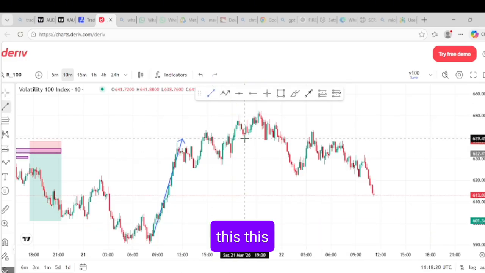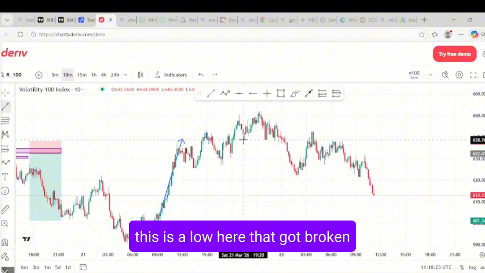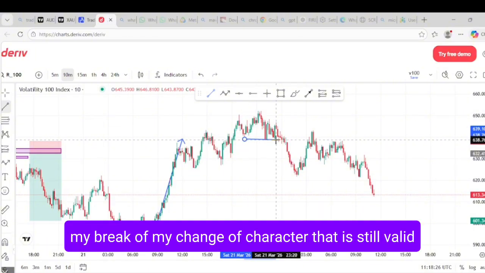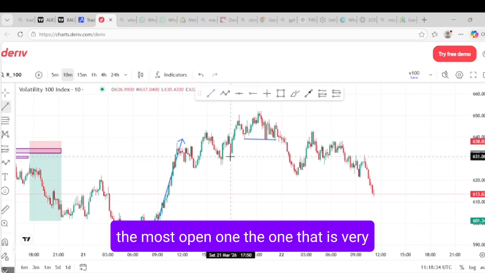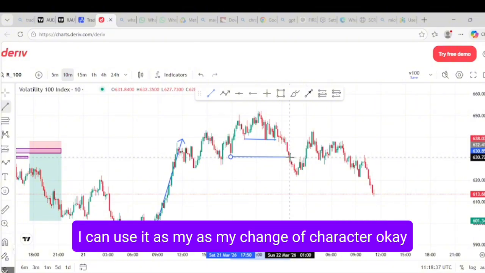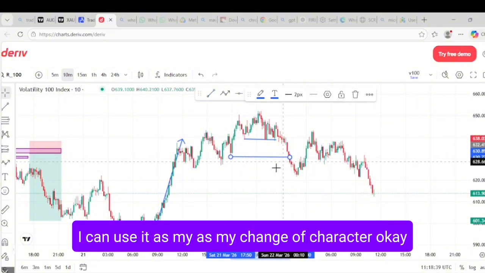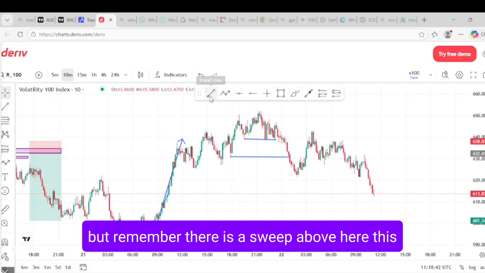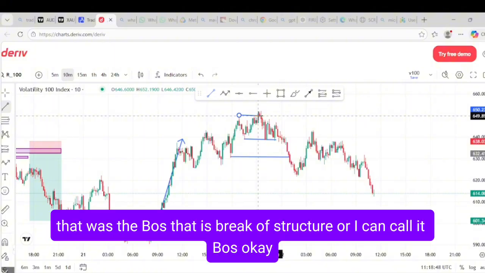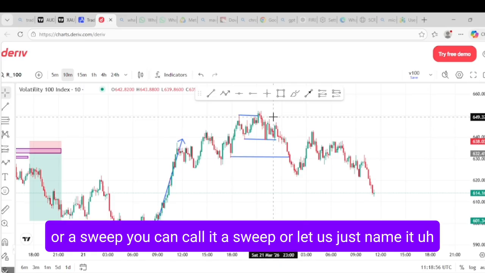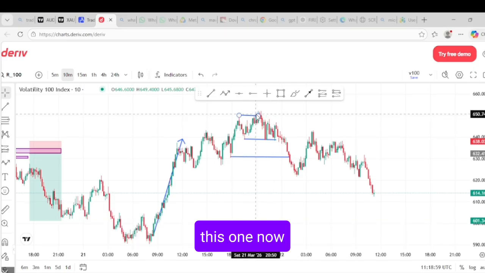This is a zone. This is a low here that got broken. I can use this one as my change of character, that is still valid, or I can use the most obvious one, the one that is very visible, which is this one. But remember there is a sweep above here. This level here is the highest low, that was the BOS, the break of structure, or you can call it a sweep.